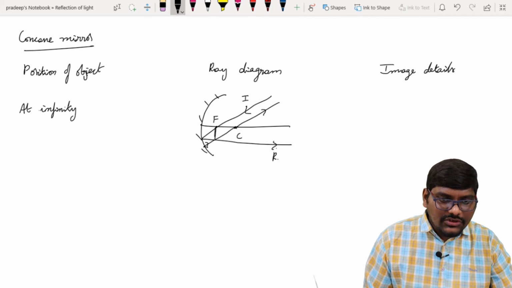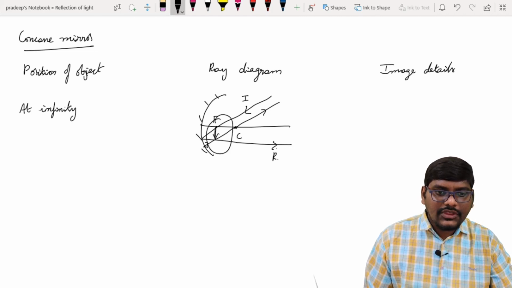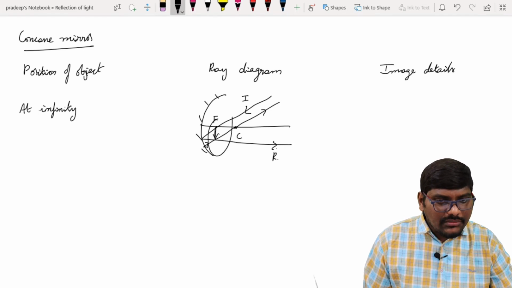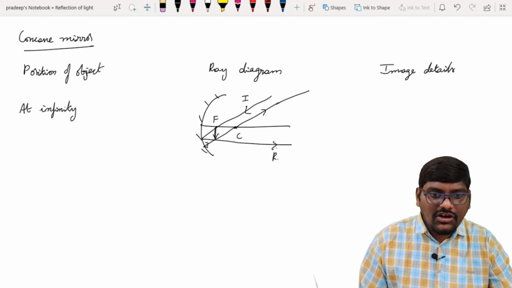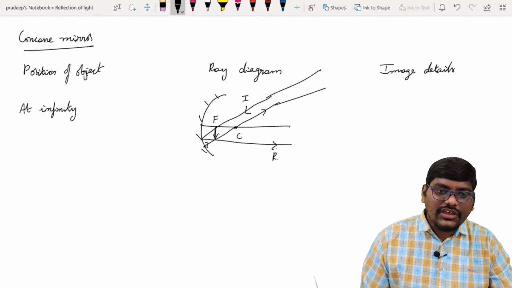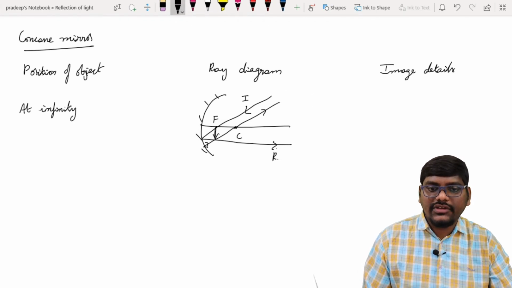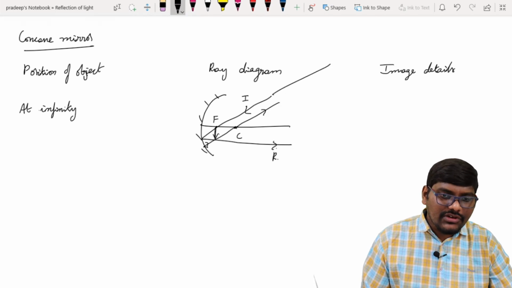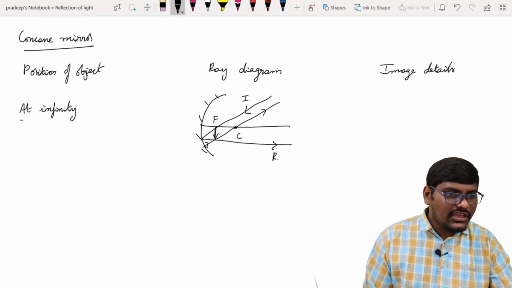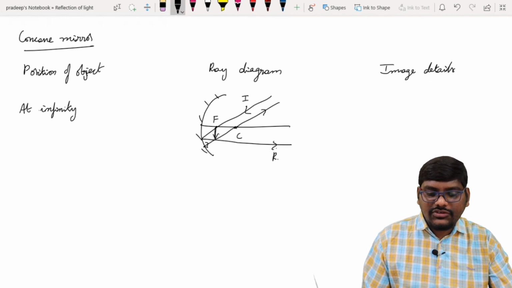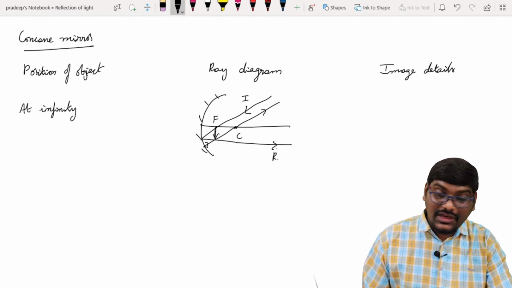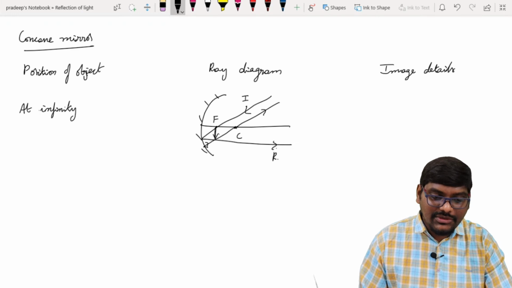So now here if you observe, here is the image formed. The image which is formed is very small, but the object size, if you take it, is very big, because the rays are coming from infinity, a very long distance. So we'll try to understand the different details here, the image details.